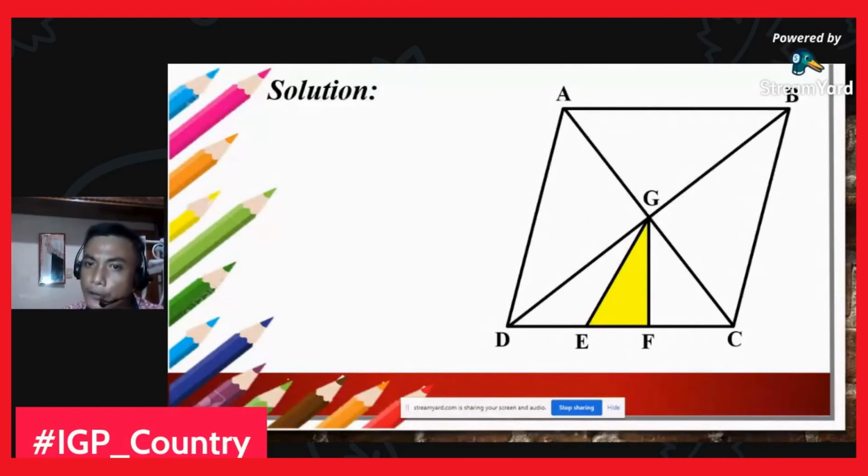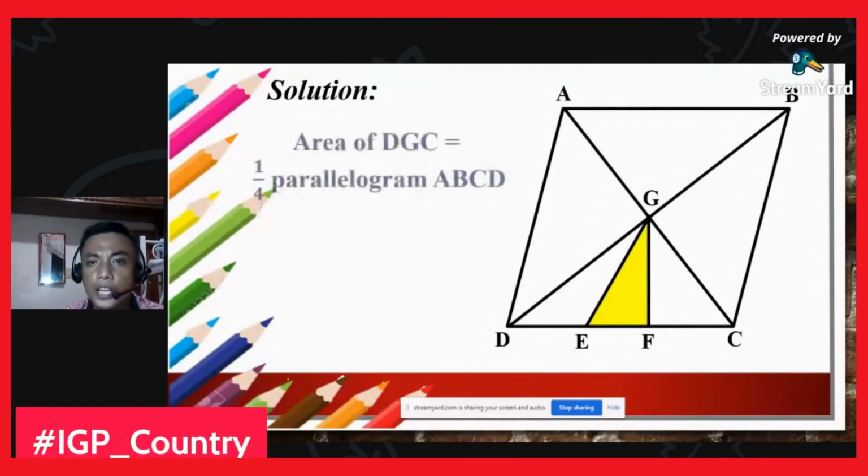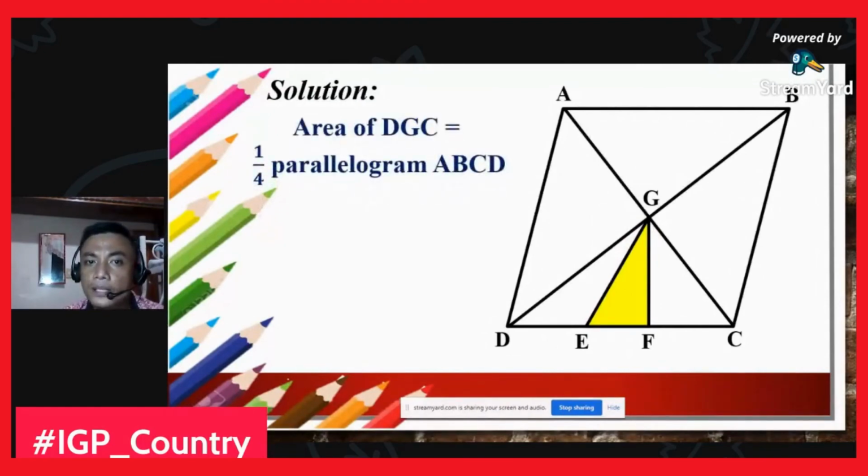Since the area of EFG is equal to 6, we're going to multiply it by 3. So 6 times 3 is equal to 18 square centimeters. Therefore, we could say that the area of DGC is equal to 18 square centimeters.